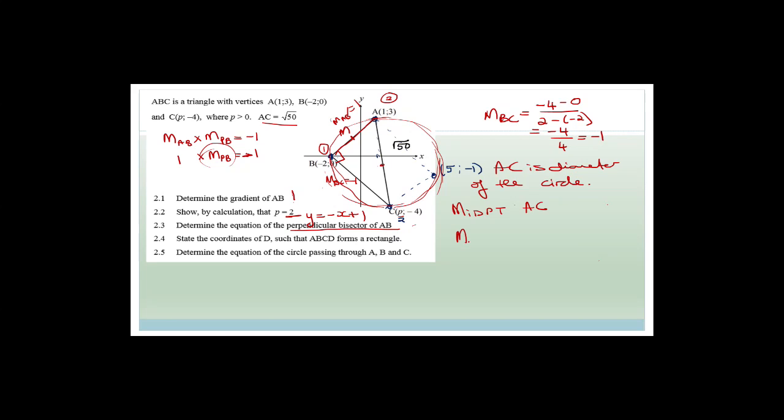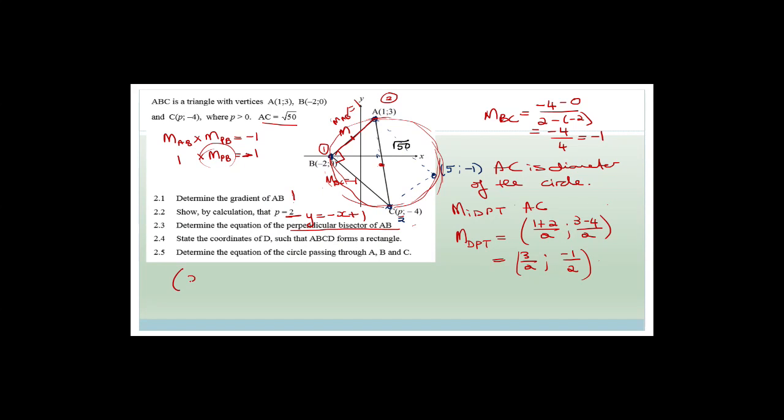So let's find the midpoint of AC. It is going to be (1 plus 2) divided by 2, and then (3 minus 4) divided by 2, which is going to be 1 plus 2 is 3 over 2, and 3 minus 4 is negative 1 over 2. So that's the midpoint of this, which is 3 over 2, minus a half, somewhere around there. And now that is the center of the circle.